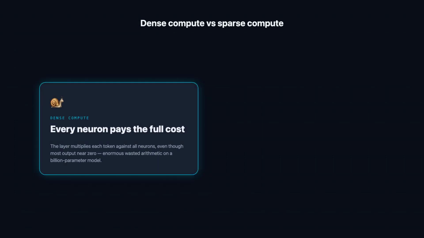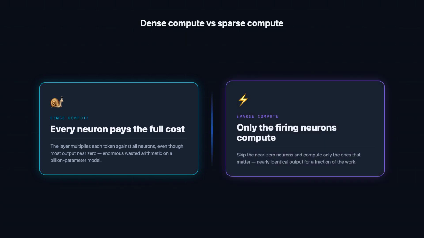Consider a standard feed-forward layer running today. When a token arrives, the layer multiplies it against every single neuron, then sums the results. Most of those neurons contribute almost nothing because their output sits near zero, yet the hardware still pays the full cost of computing them. That is dense compute, and on a model with billions of parameters, the wasted arithmetic is enormous.